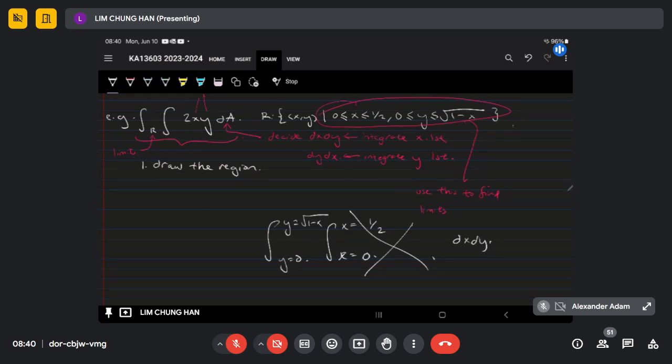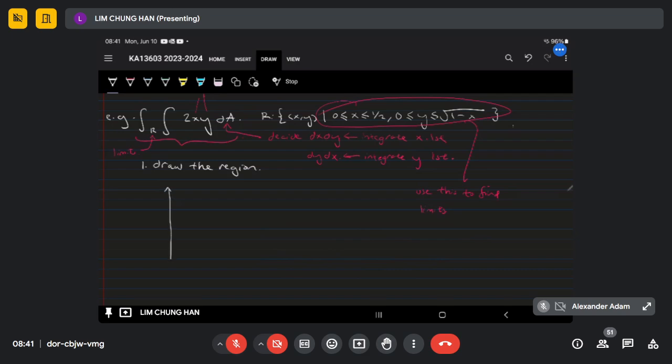Okay, I will show you why. This is why you always start by drawing the region. When you draw the region, it will inform you how to obtain the actual limits. So let's draw the region.